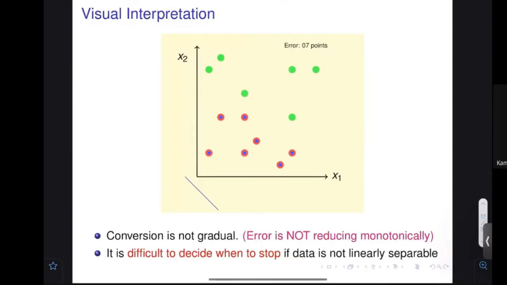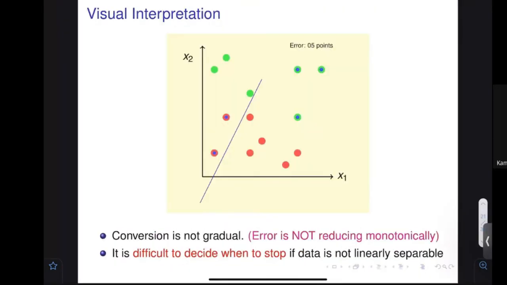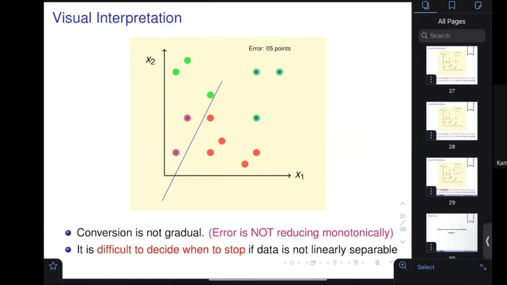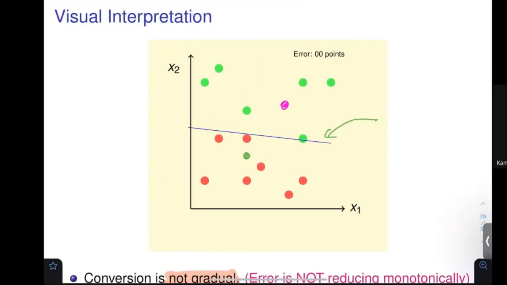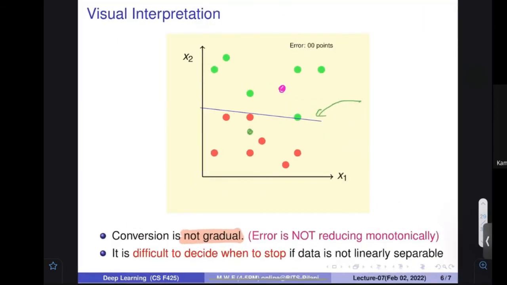However, this strategy, as we have seen, mathematically guarantees that after finitely many steps, if the data is linearly separable, we will be able to discover the correct line that divides our data.